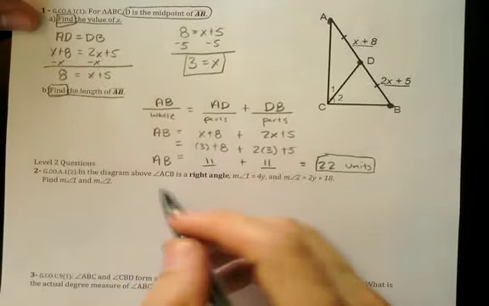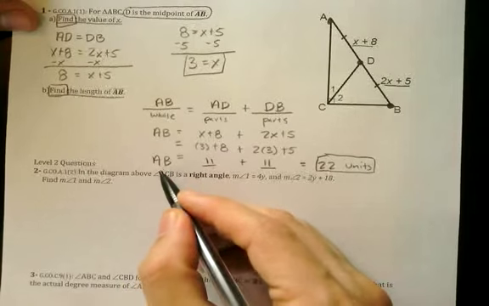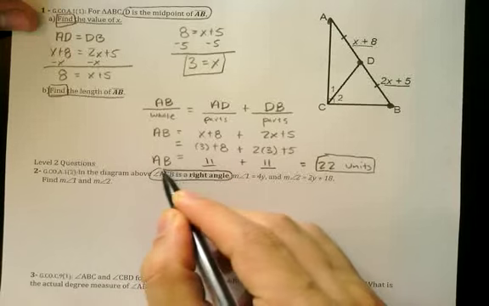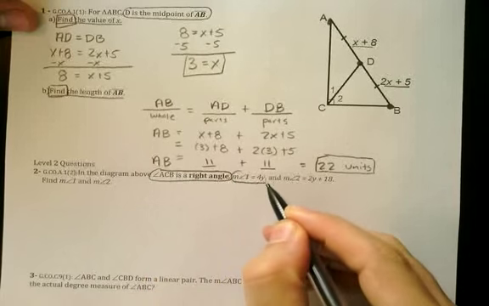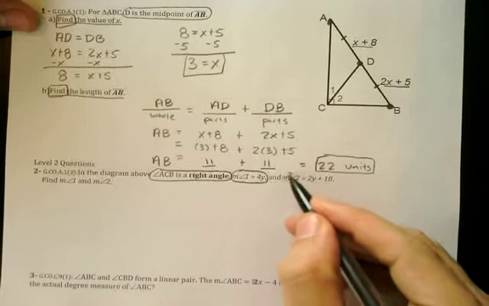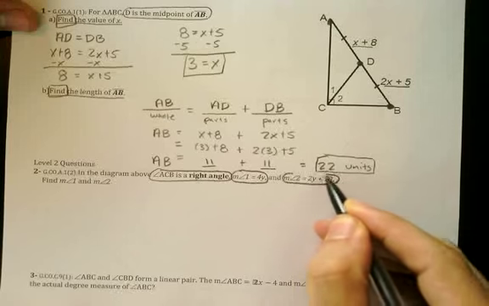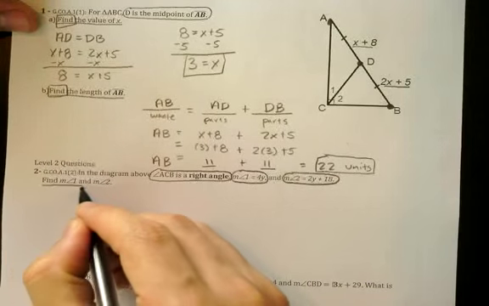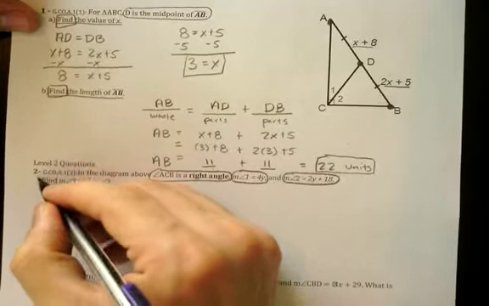The important information is that angle ACB is a right angle. The measure of angle 1 is 4y. The measure of angle 2 is 2y plus 18. I need to find the measure of angle 1 and the measure of angle 2, and the verb is to find.